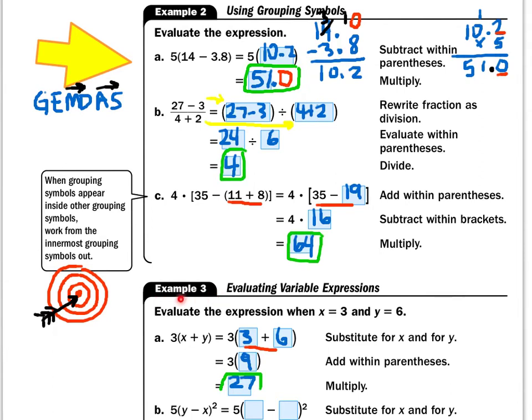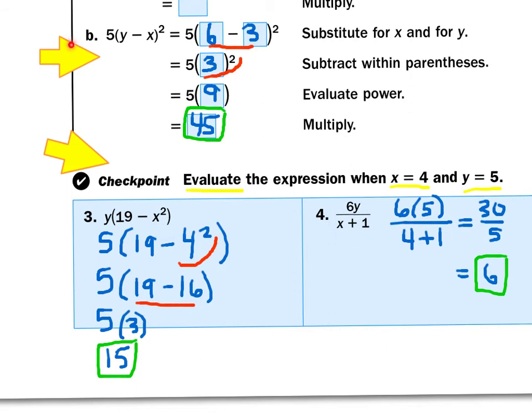Take a look at example 3, evaluating variable expressions. Well, remember, when they say evaluate, we just have to substitute the values in and then simplify. So I'm going to put the 3 in for the x and the 6 in for the y. And now I'm going to do the grouping symbols first. So 3 plus 6 gives me 9, and then 3 times 9 would give me 27. Okay, let's look at example B.